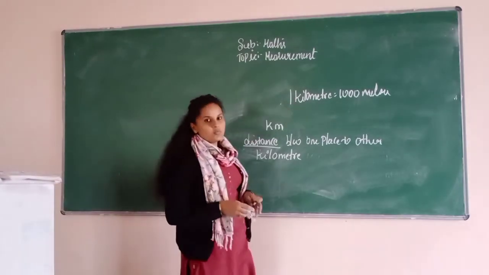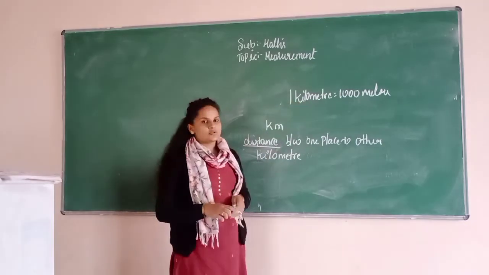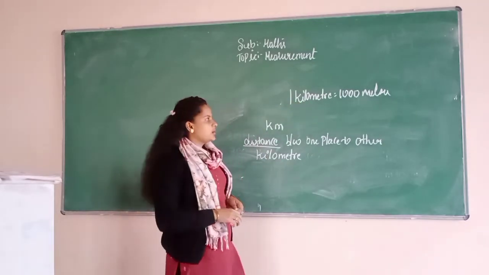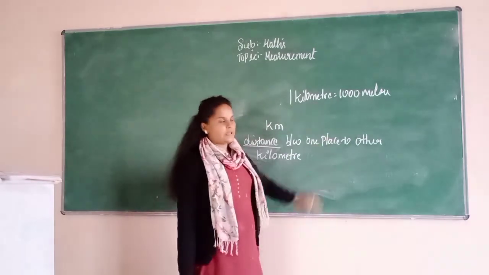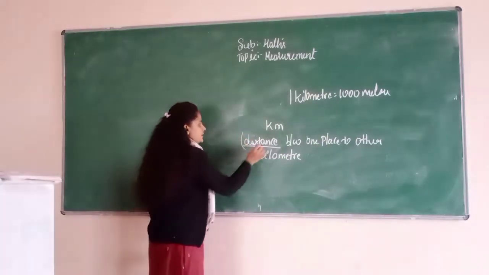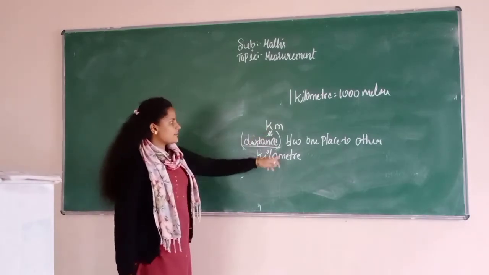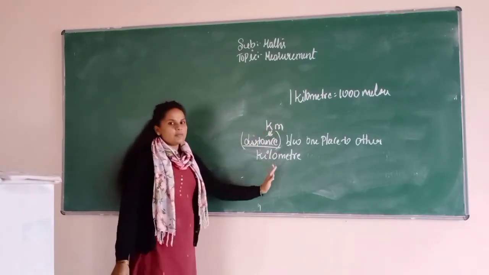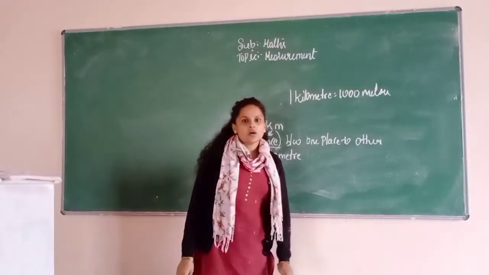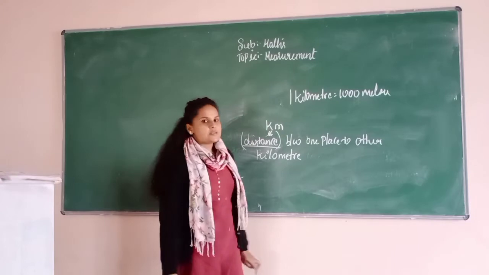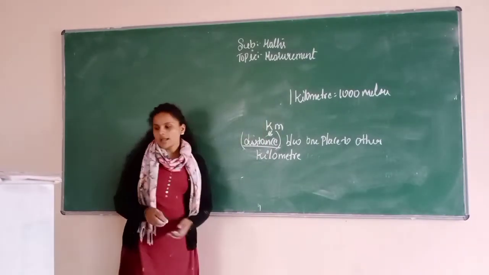So we know 1 meter is equal to 100 centimeter and 1 kilometer is equal to 1000 meter. If you walk 1000 meter, you will cover 1 kilometer. Okay children, to measure the distance we use a kilometer. K stands for kilo, M stands for meter. Always keep in your mind, 1 kilometer is equal to 1000 meter and 1 meter is equal to 100 centimeter.